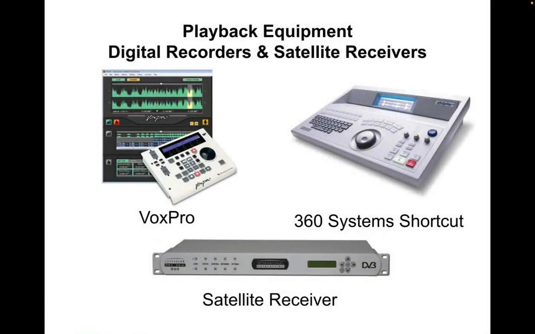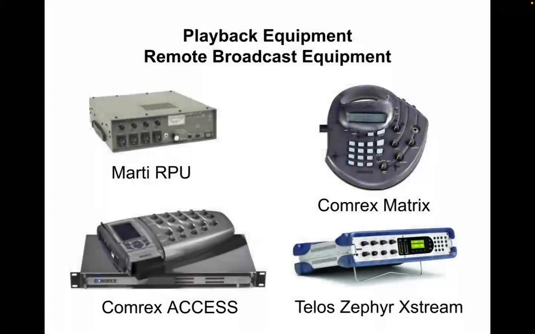The next slide shows some of the recording equipment found in a studio. On the right is a 360 Systems Short Cut, which uses an internal hard drive for recording and playback and has a built-in editor interface. KANW uses the digital networkable Vox Pro on the left, which uses software to record, edit, and playback audio quickly. On the bottom is a picture of a satellite receiver used for the playback of syndicated programming. Here are examples of remote broadcast equipment.